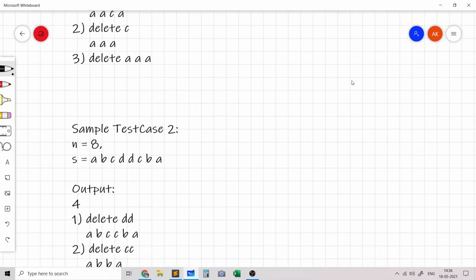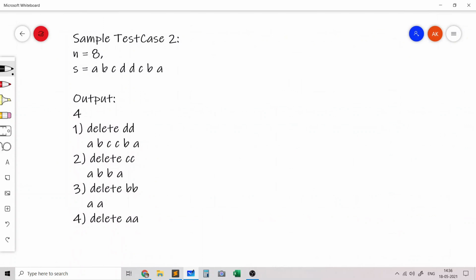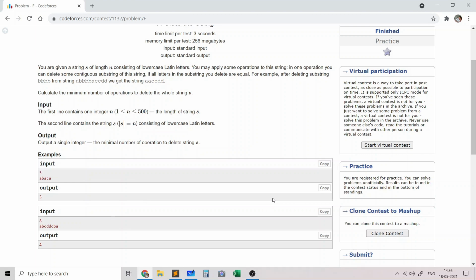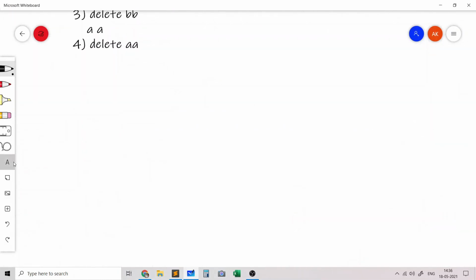And in the second sample test case, we are given a string of length 8, A B C D D C B A, and you can verify that these are the four operations which will delete the whole string S, and 4 is the correct output. So let's look at the solution.